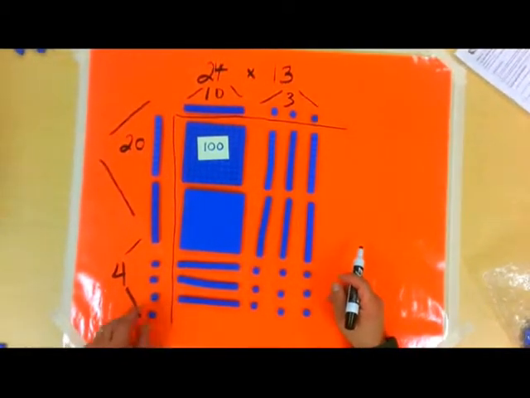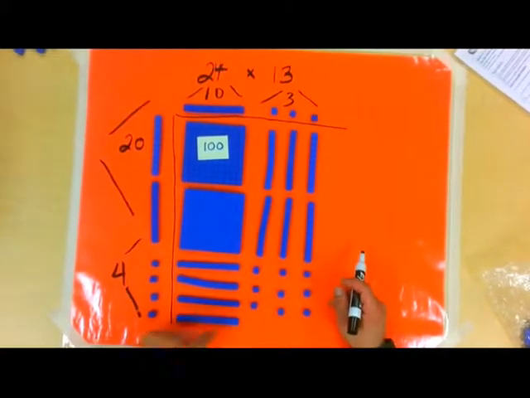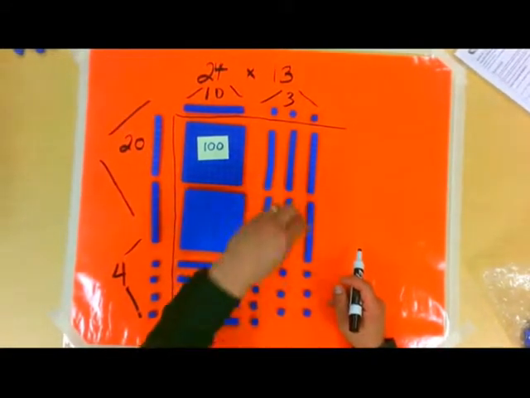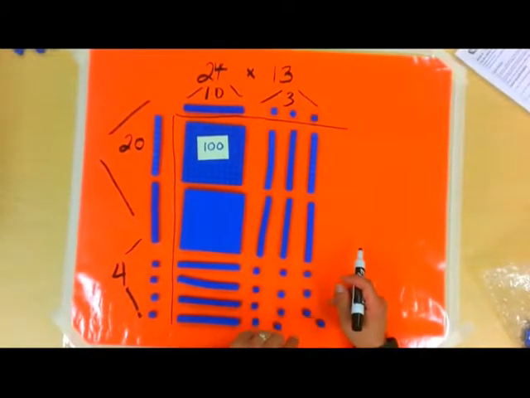And now we're to our last unit. 1 times 10 is 10. 1 times 1 is 1. 1 times 1 is 1. 1 times 1 is 1.